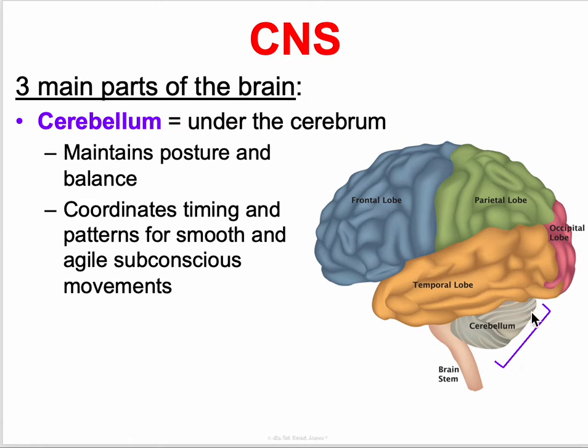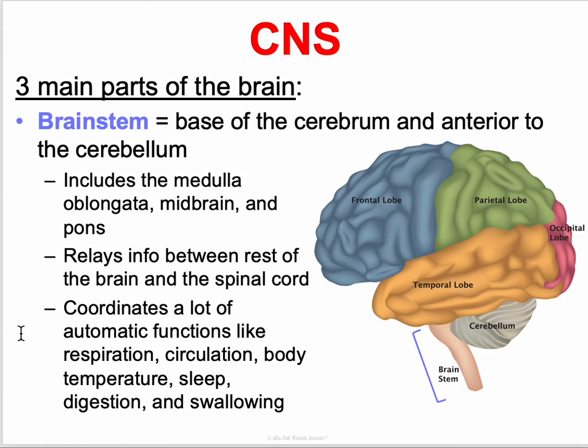This little section right here is going to make up about 11% of our brain's total mass. So even though it's so small and just 11% of the brain, it is still super important. Maintaining your posture and balance is something that you probably take for granted if you don't have an issue with it, but it does really affect your daily life.